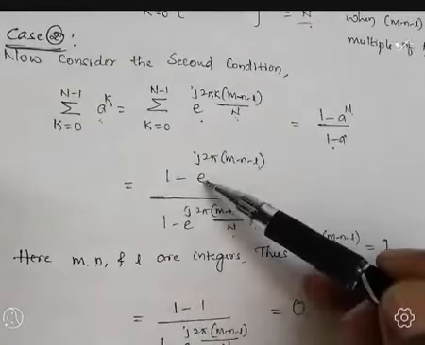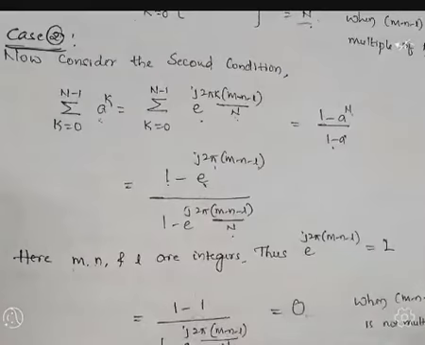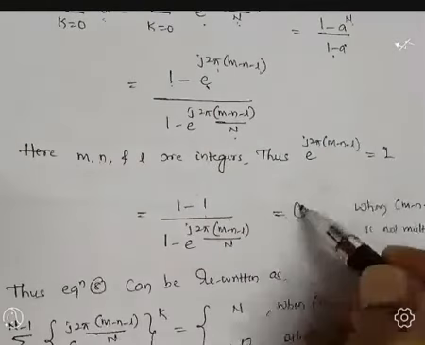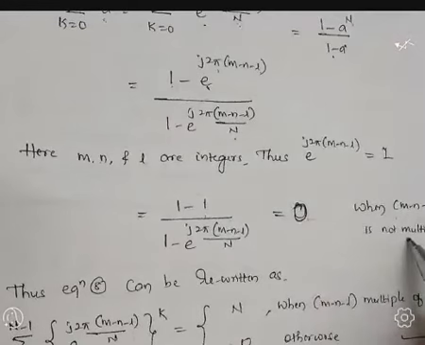e to the power j 2 pi, we are getting 1. So 1 minus 1 is 0. So hence the answer is 0. When is it 0? When m minus n minus l is not a multiple of N.